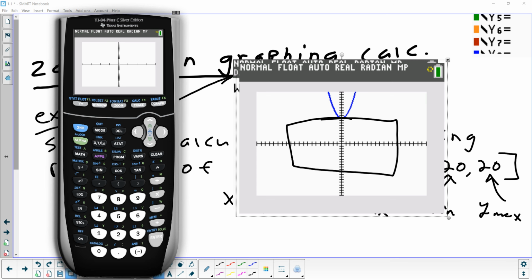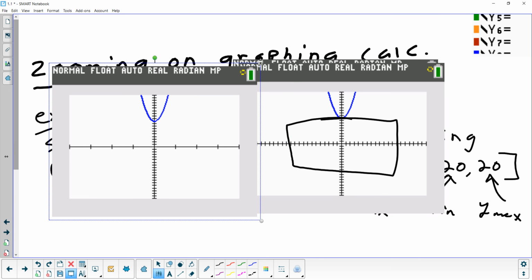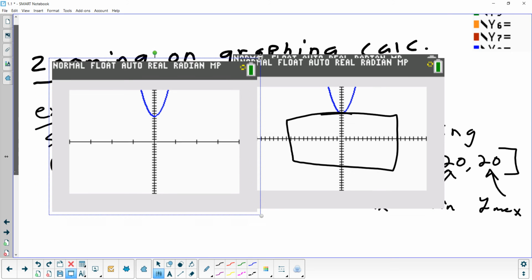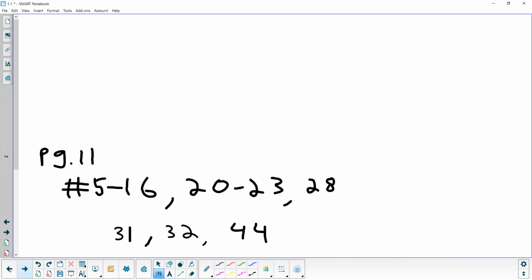But now you can see on the x-axis, I don't have as many tick marks as I did before because I set the scale on 5 instead of 1. We don't really play with the scale at all. All right. And last slide.